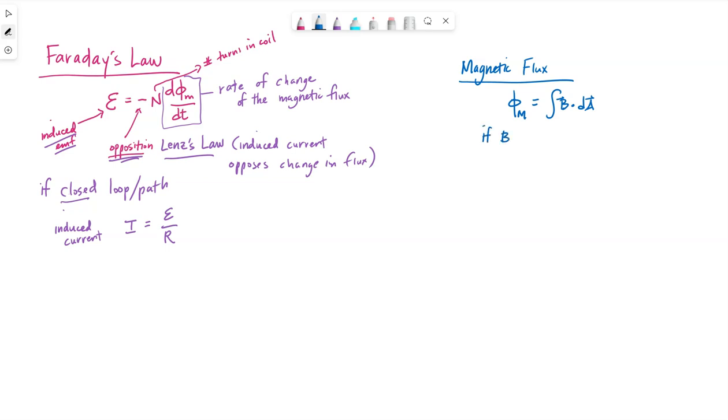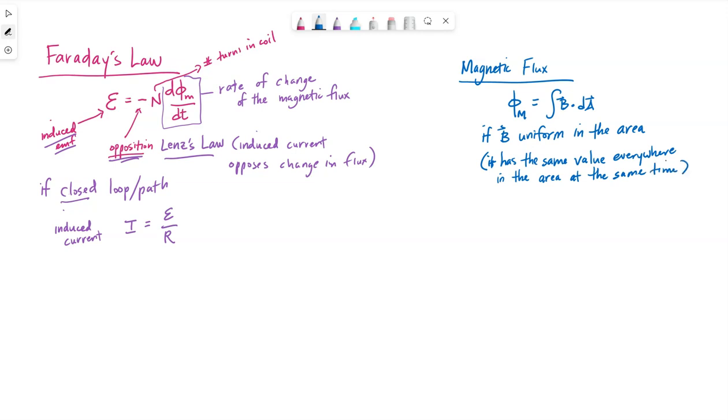If the magnetic field is uniform in the area, what we mean by this is it has the same value everywhere in the area at the same time. So if you were to look at one single moment in time, the field would have the same value everywhere in the area.